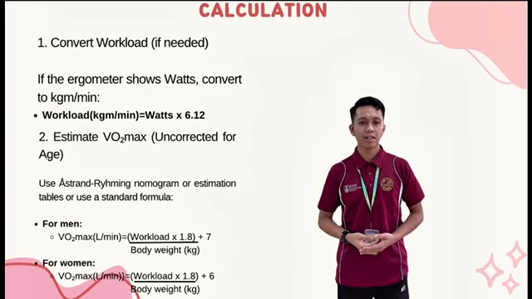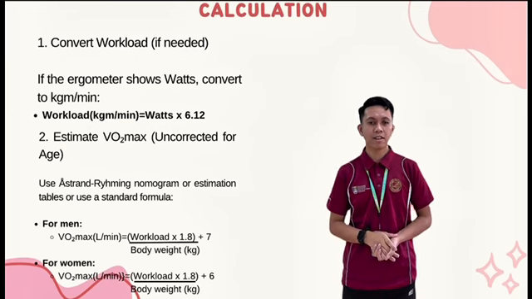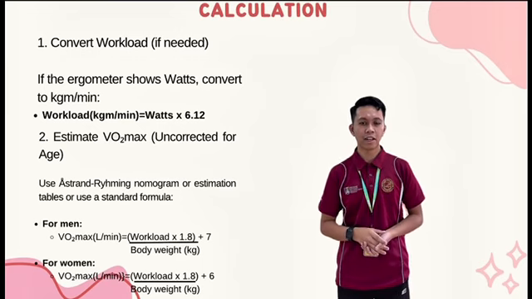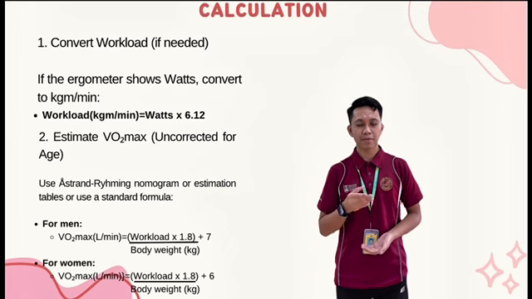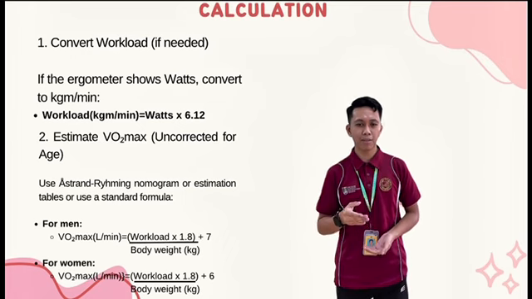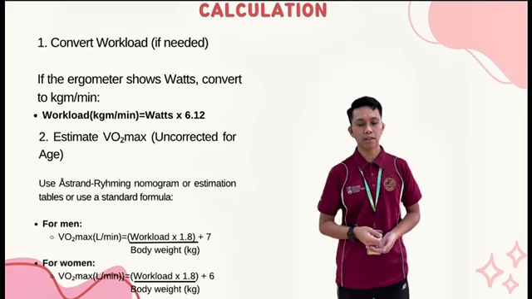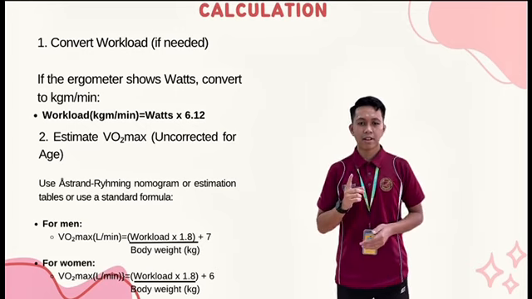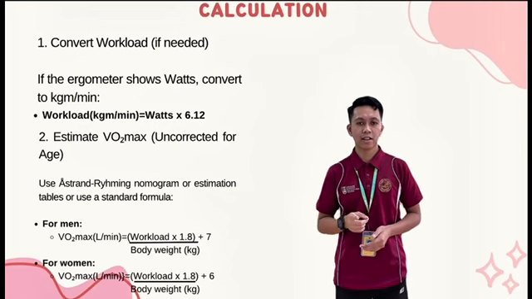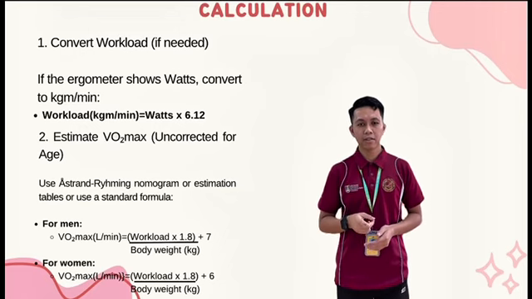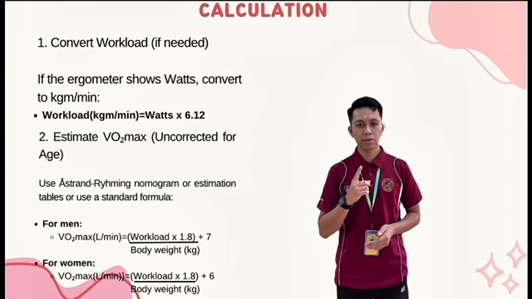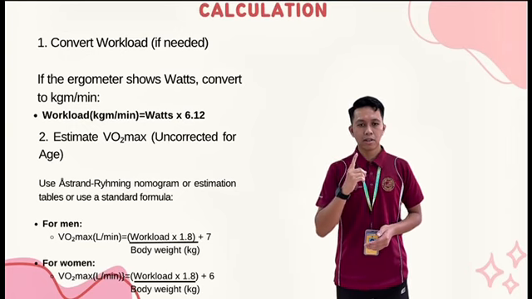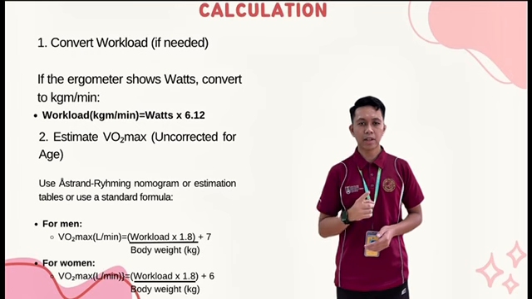Use the Astrand-Rhyming nomogram for estimation. The table will use a standard formula. For men, VO2 max equals watts multiplied by 1.8 divided by body weight, plus 7. And for women, VO2 max equals watts multiplied by 1.8 divided by body weight, plus 6. For example, if you choose a line, you use the set point to find the VO2 max.